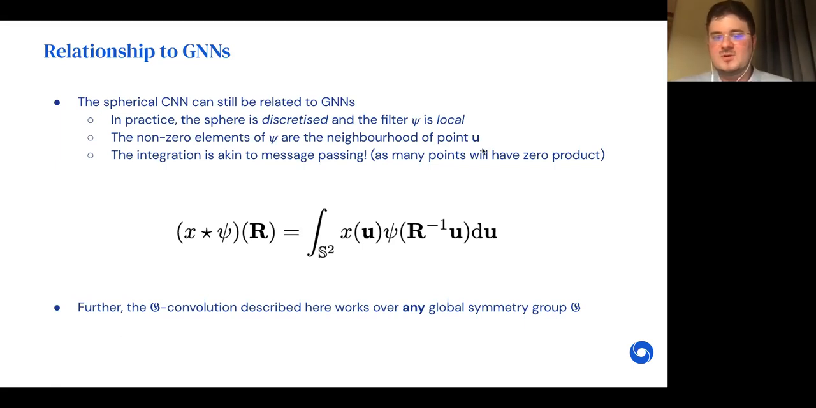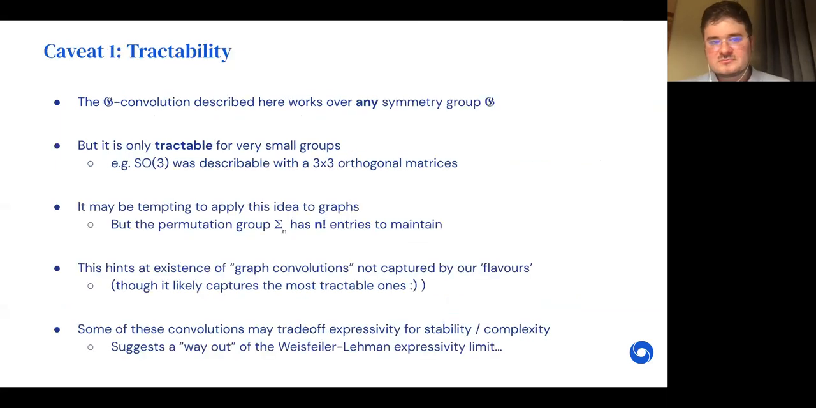And therefore, computing this integral is actually very similar to message passing, because you'll be taking a sum over all the parts where psi will not be 0. So basically, the local neighborhood of a particular point on the sphere. And what's really cool is that this G convolution over G approach works over any global symmetry group G. This is something that in principle you can do always.